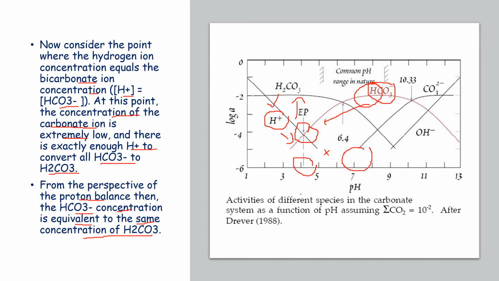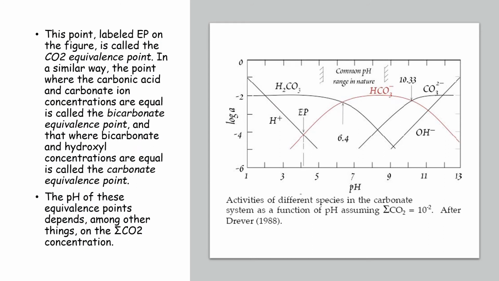Okay? Remember that the total amount of carbon dioxide in this case is 10 to the power minus 2. You need to define the partial pressure of carbon dioxide, and at the same time, you have to be careful with the pressure and temperature conditions and pH conditions. All right, this is the point EP. And EP basically stands for equivalence point. And this equivalence point in particular is known as the carbon dioxide equivalence point.